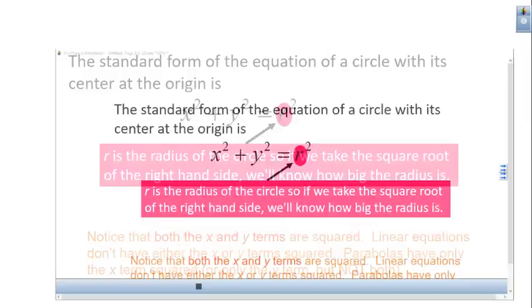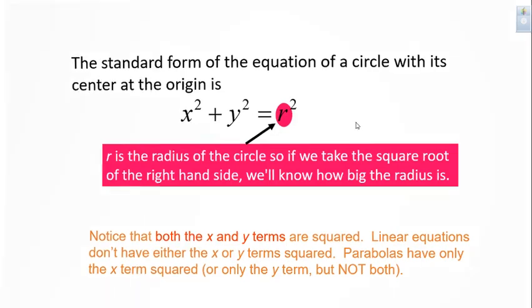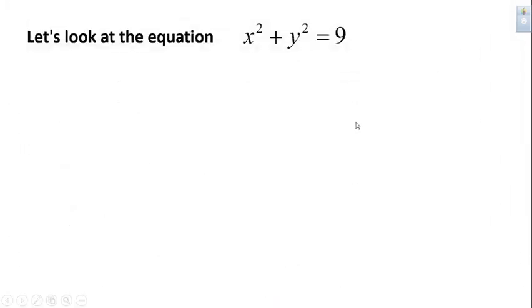All right. I also want to point out that both x and y are squared, and their coefficients are exactly the same. If the coefficients are not exactly the same, then we're not dealing with a circle here. We may be dealing with another shape, such as an ellipse or a hyperbola.